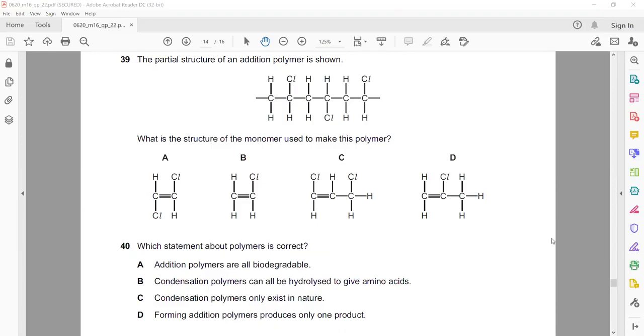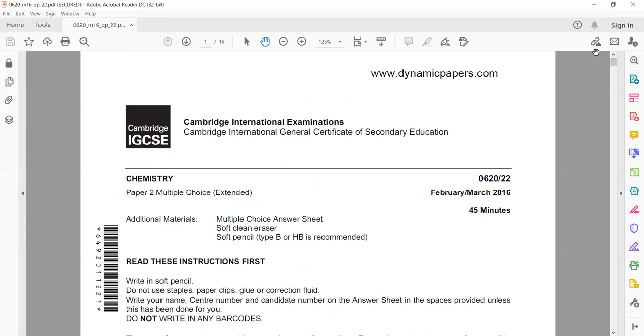So this was the February March 2016 Paper 2 Variant 2. The first 20 questions I discussed in the last session and the remaining 20 I discussed today.